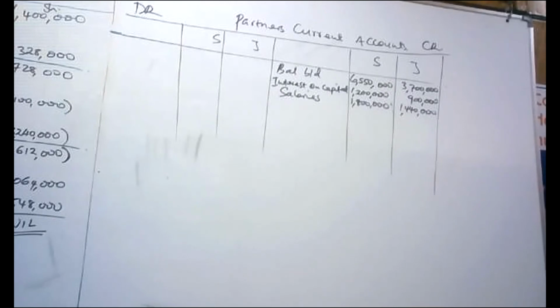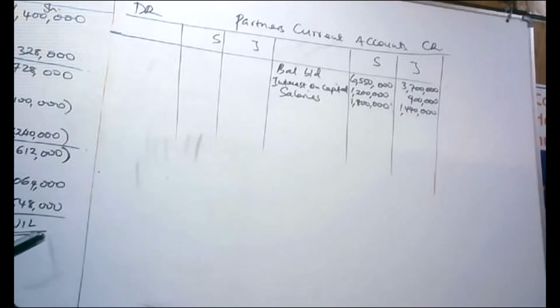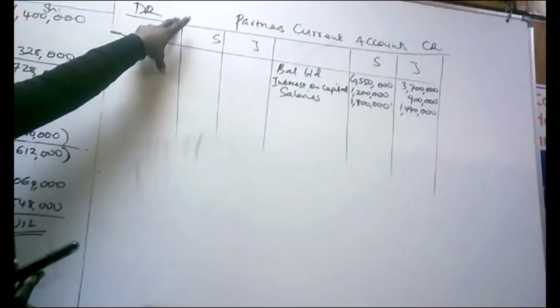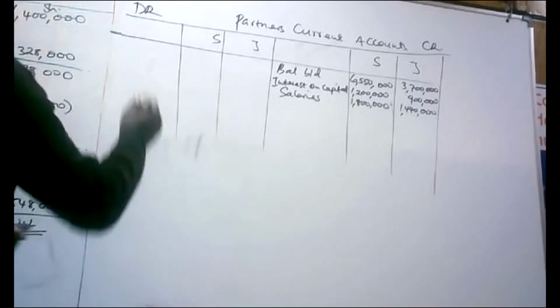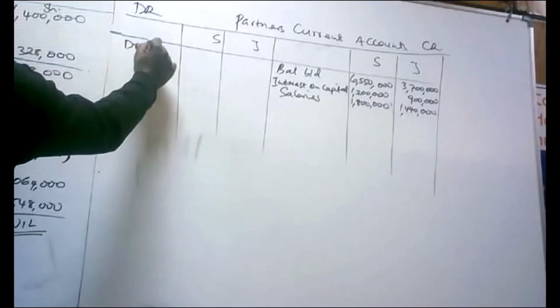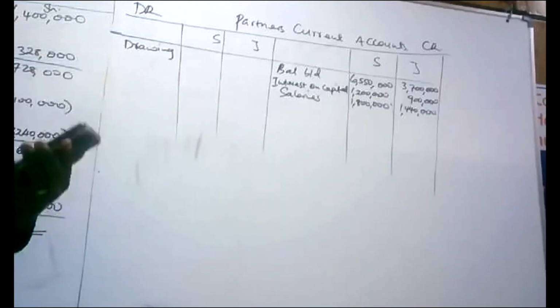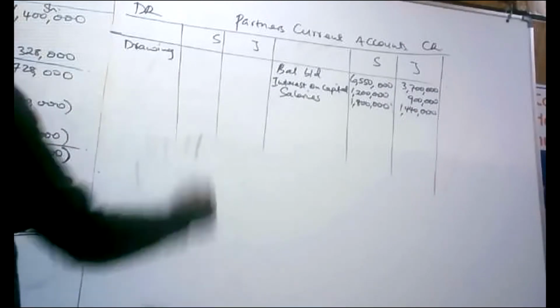The other one, share of profit, we don't have. What we have is share of losses. When the business makes a loss, it is you now to pay the business. So share of losses will be here. On this side, we first of all record the drawings, what they need to pay the business. One, they need to refund the money they took as drawings, 2.4, 1.7.